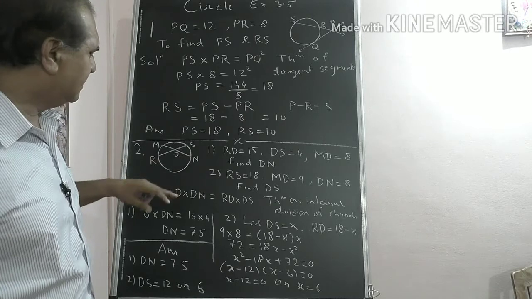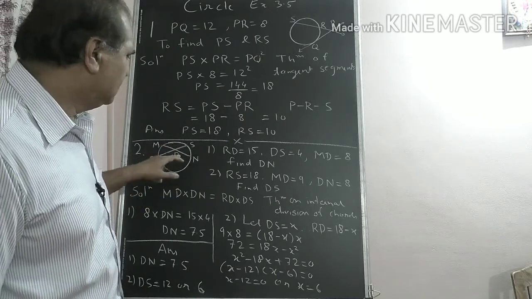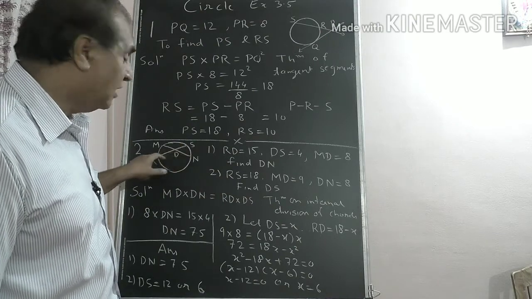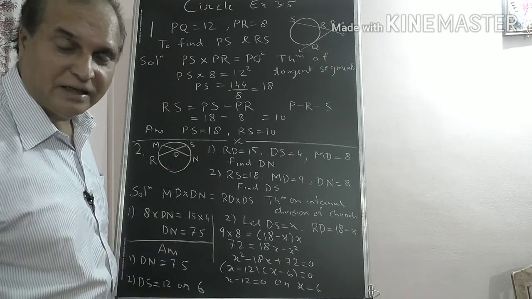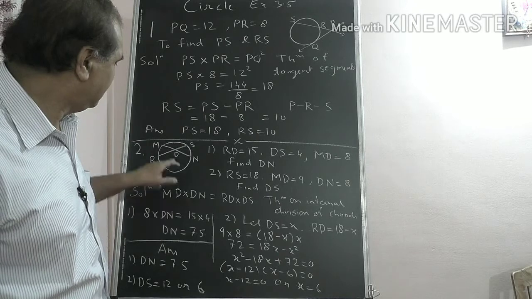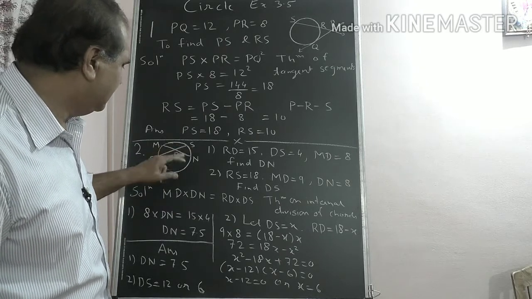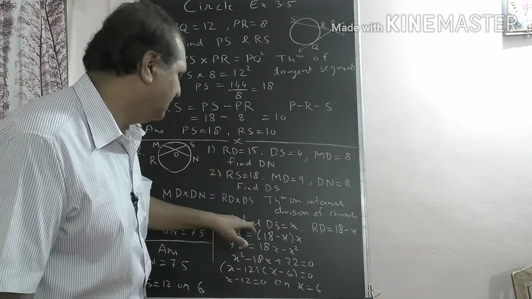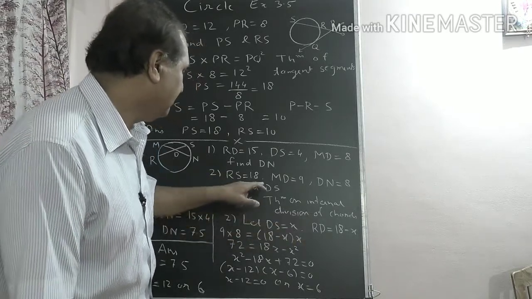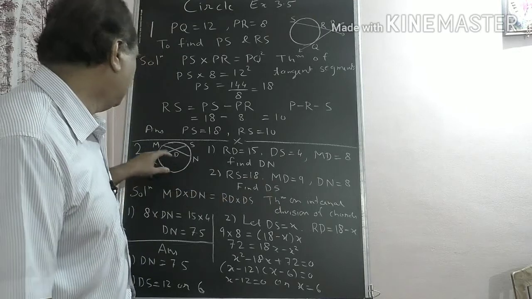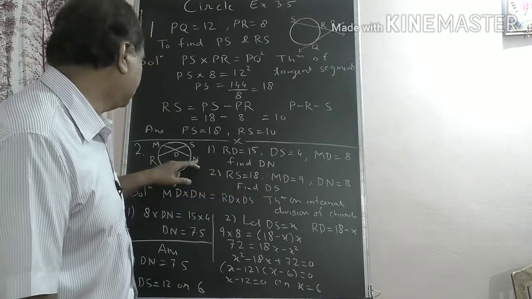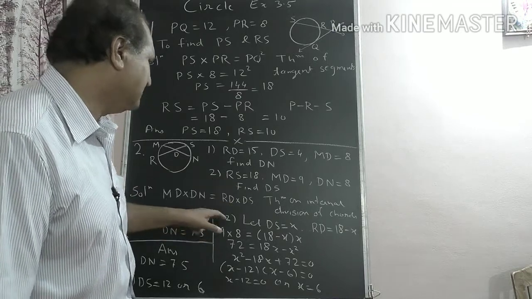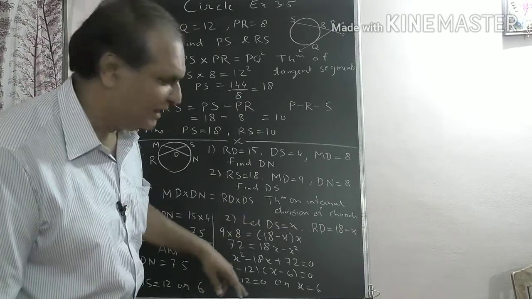For the second part, RS is 18. So what we have to find is DS. So DS we will take as X. So RD will automatically be 18 minus X. Understanding? If DS is X, RD is 18 minus X, because given RS is 18. MD is 9, DN is 8. This is clear. And DS you have to find out, so X will be your answer.